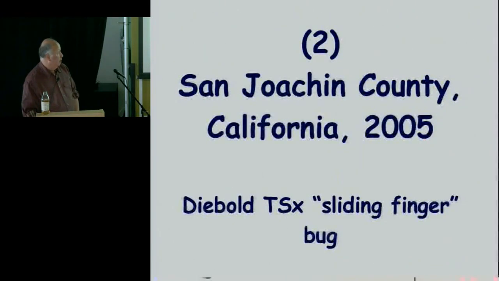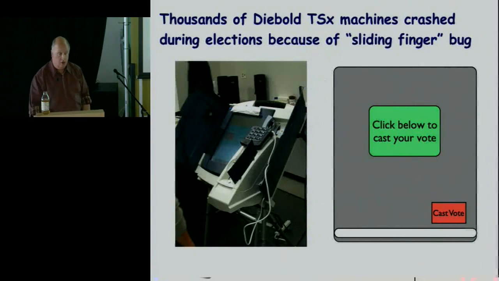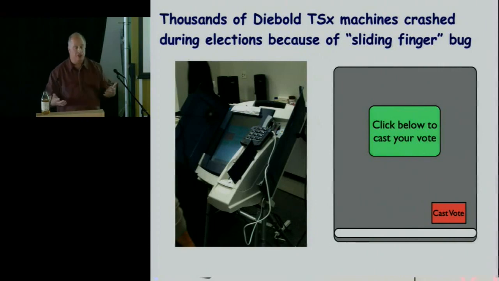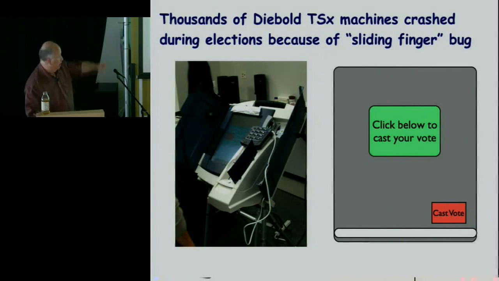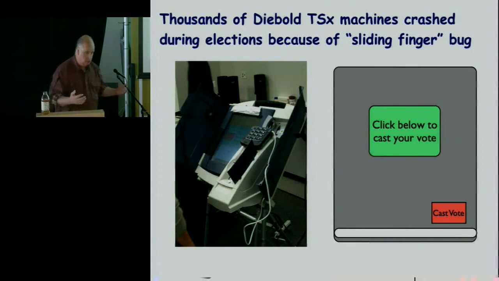San Joaquin County, California, just over the hill here, in 2005. This is a bug that I investigated at some length. Here, the problem was that voters would come up to a touchscreen machine, and every once in a while, the machine would crash for reasons unknown, just as the voter was about to cast the vote. So the voter would see this final screen saying click below to cast your vote. They would touch that button and boom, the system would crash. You wouldn't necessarily know whether the vote had been counted or not. Diebold had a heck of a time figuring out what was wrong with this.